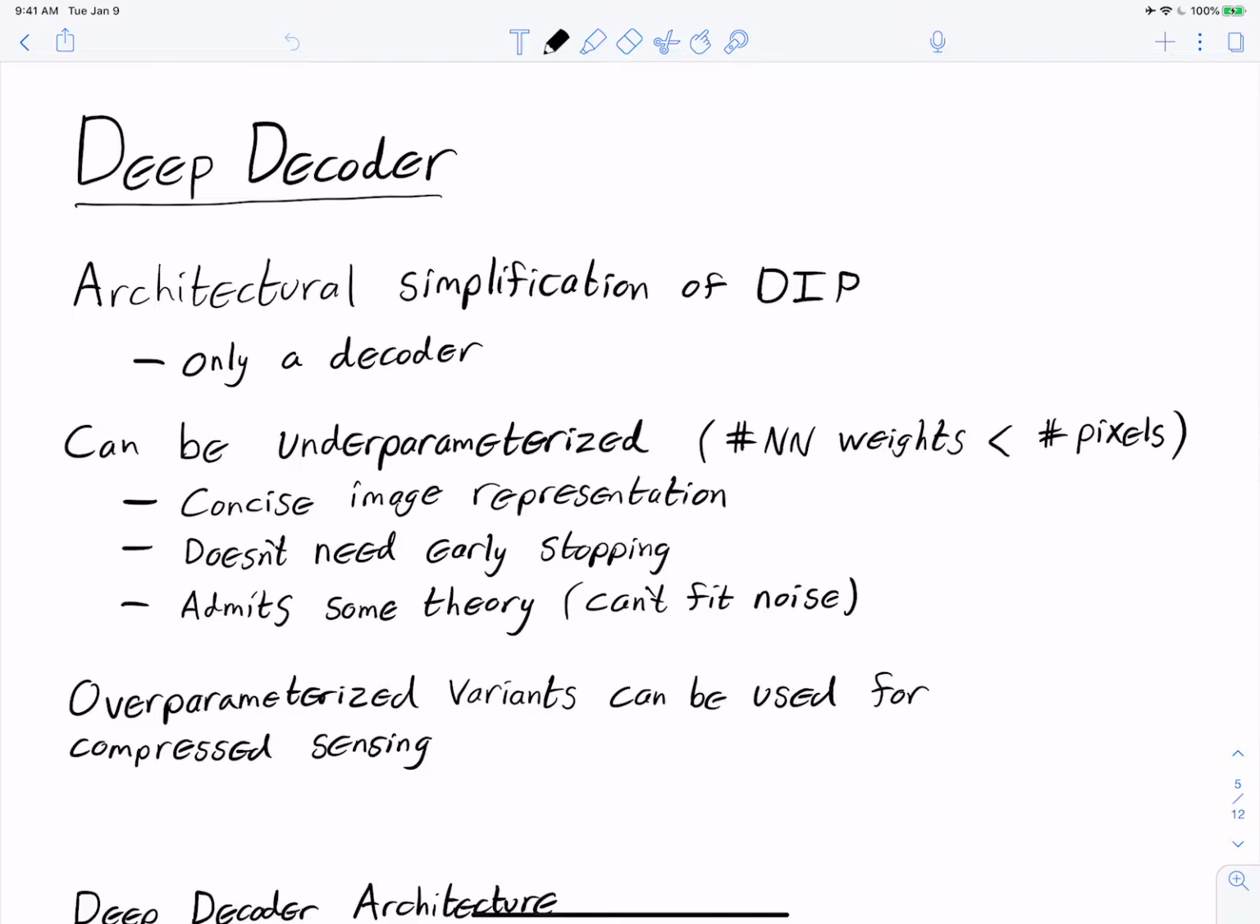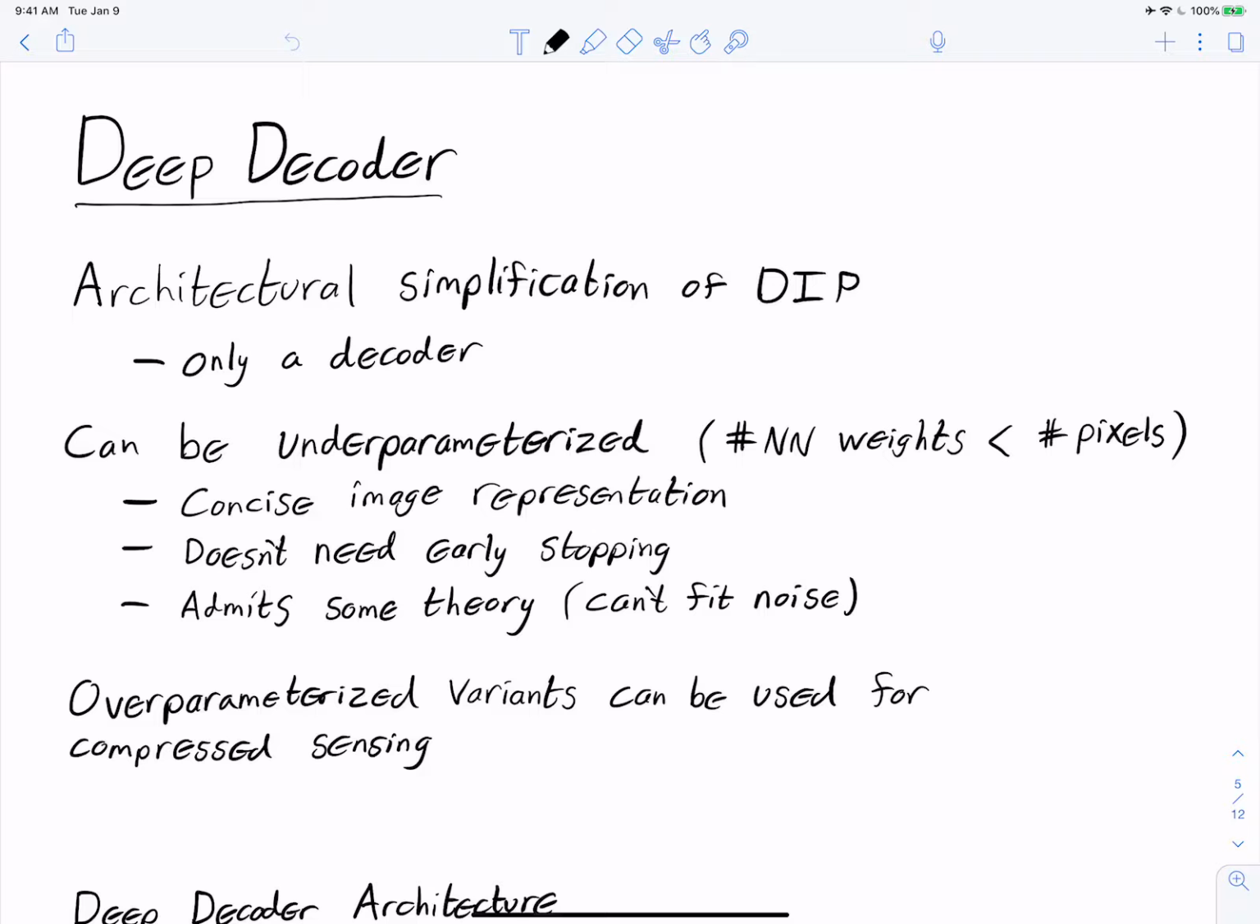So now we're going to talk about the deep decoder. The deep decoder is very similar to the deep image prior, but it has an architectural simplification. And primarily, it is only the decoder part of the deep image prior. One of the interesting things about the deep decoder is that it can be underparameterized. And by that, what I mean is that the number of neural network weights is less than the number of pixels in the image.